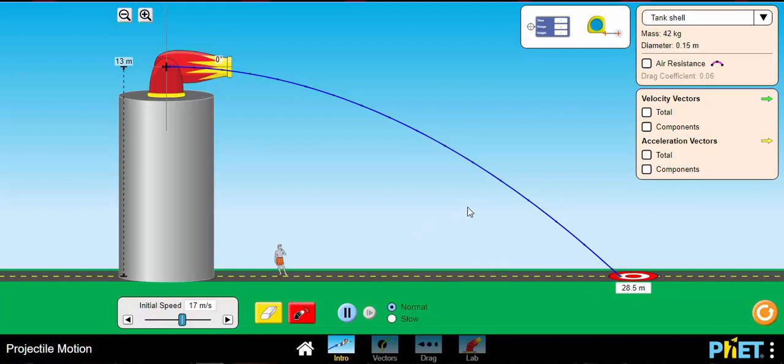So this is a projectile launched horizontally. Readjust your parameters, change your height some, change your speed, and see if you can't get 3 or 4 in a row.